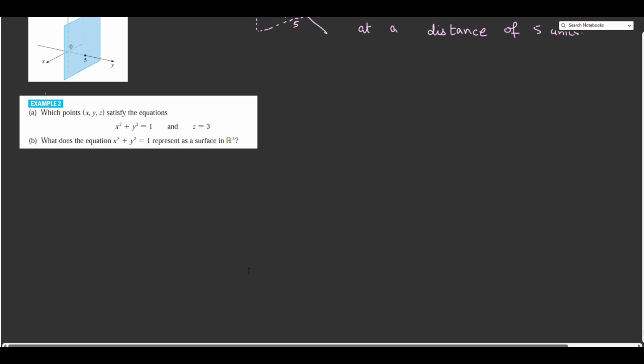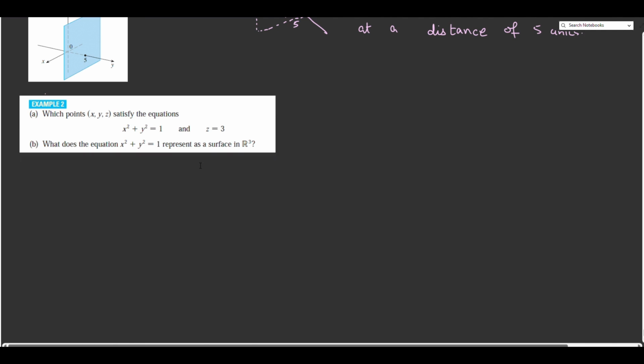Okay, let's do this next question. In this example number 1, which point satisfies the equation x square plus y square equals 1 and z equals 3? And what does the equation x square plus y square equals 1 represent as a surface in R3?